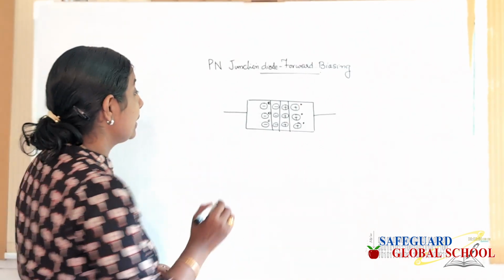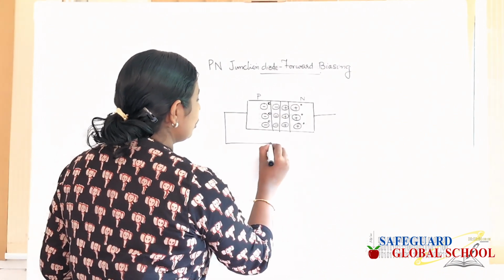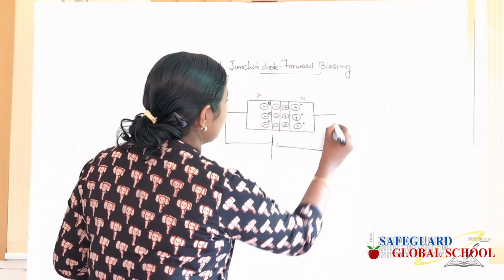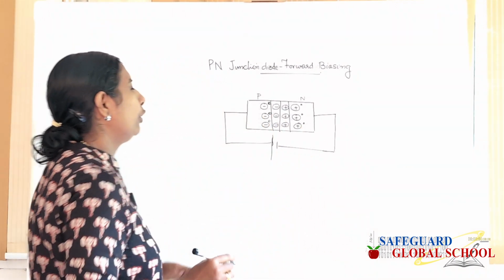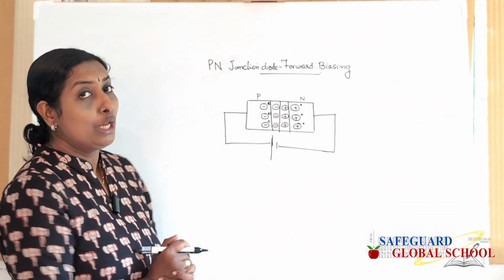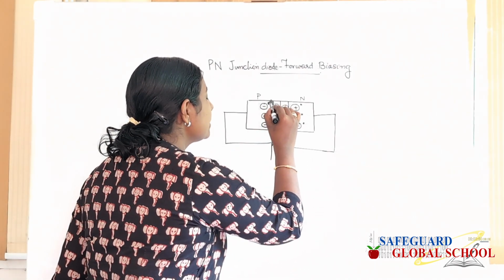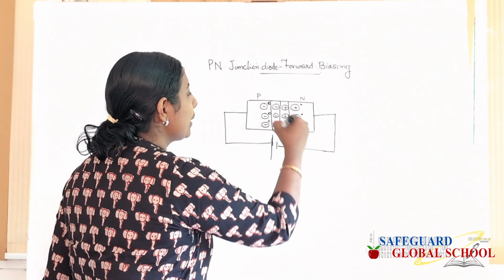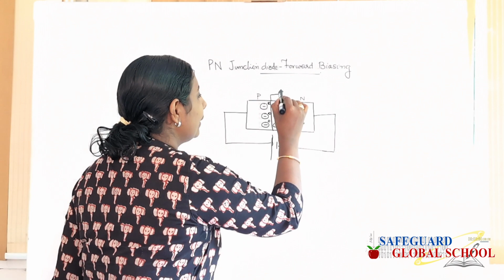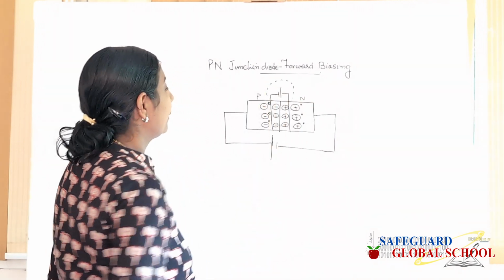How can we apply forward biasing? This is the P region and this is the N region. P is connected to the positive terminal and N is connected to the negative terminal. This is the way of connecting a PN junction to a cell or a battery in forward biasing. So what will happen in forward biasing? We know that a potential difference is created here and there is a virtual battery over here. This is not a battery fitted, but a virtual battery.